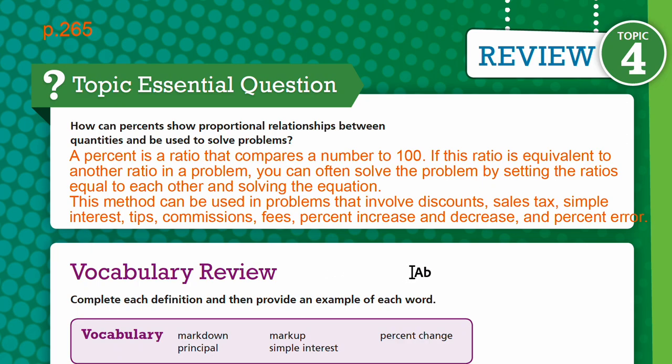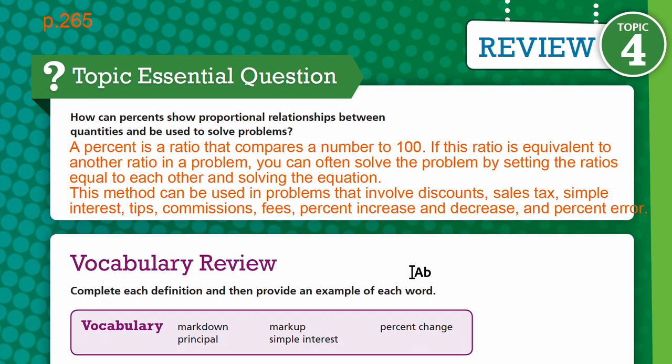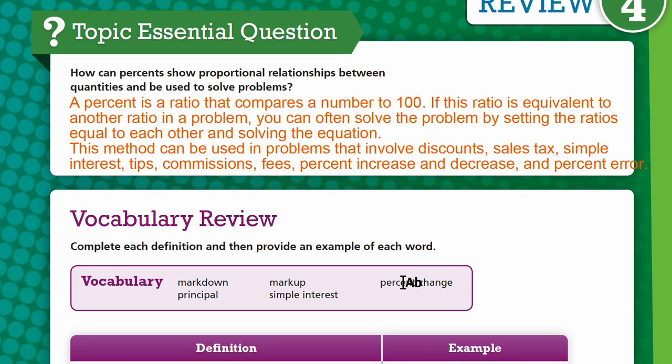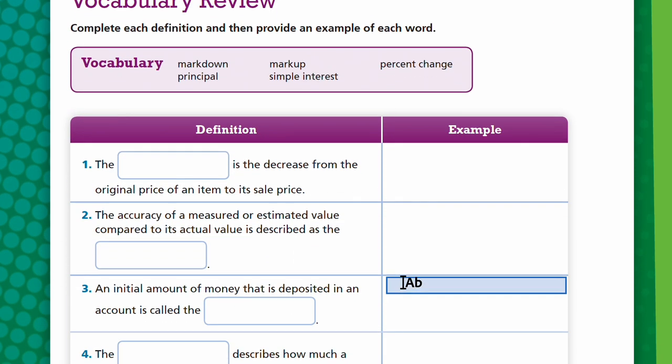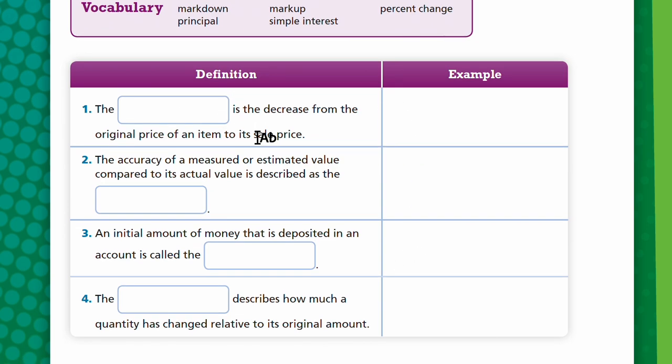So let's review our vocabulary. Let's look at our vocabulary bank. We have markdown, markup, percent change, principal, simple interest. Obviously, we have learned a lot more vocabulary and have used a lot more vocabulary in this topic, but these are some of the most important vocabs in this topic. So let's look at the table and look at the definition and fill in the blanks.